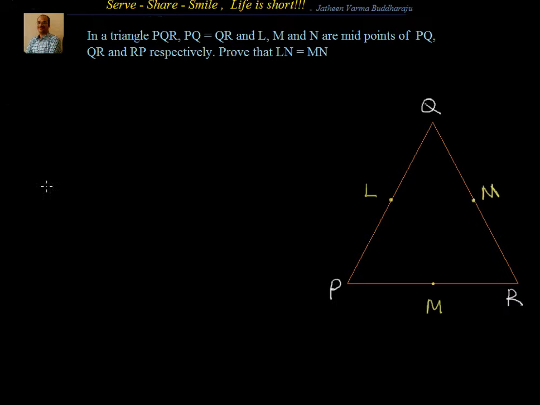PQ midpoint is L, QR midpoint is M and RP midpoint is N. This is what is given. We have to prove that LN equal to MN. So let me just try to join them because they asked us to prove LN equal to MN. So I'll just join it and I'll say LN, that is LN, and this is MN.